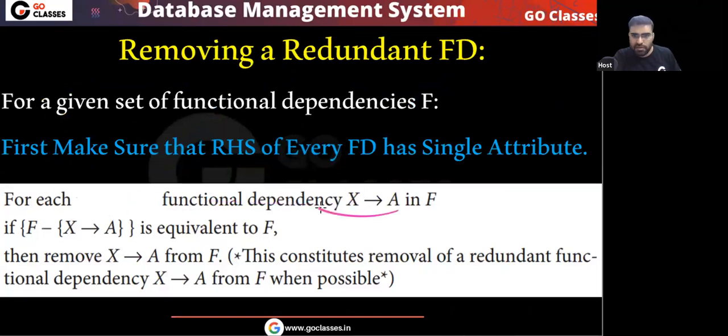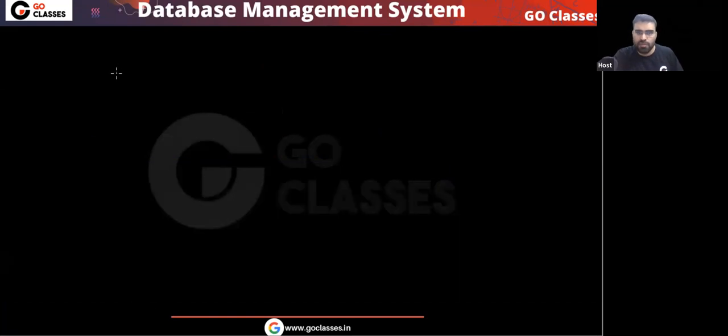If you have this FD in F and you want to check whether it is redundant or not, what you will do is first remove this from F, and then check, is this still equivalent to F? Means first you remove this FD from F, then you check, can X determine A? Is this understood? Remember, this is the simple point.